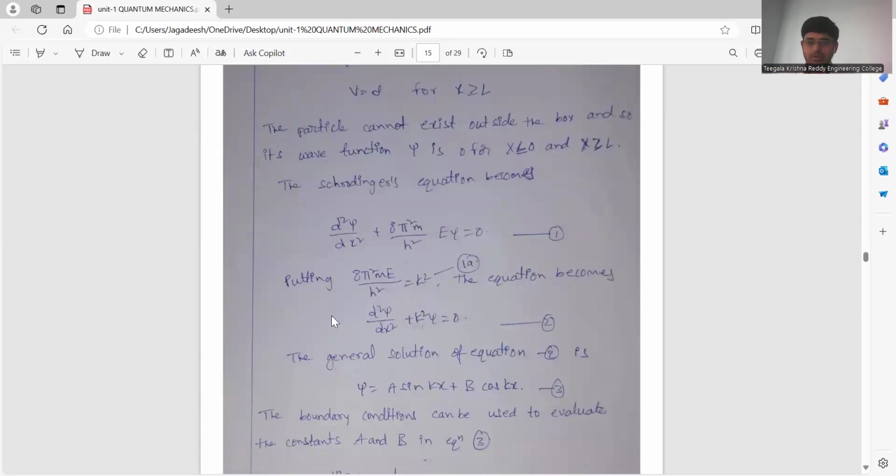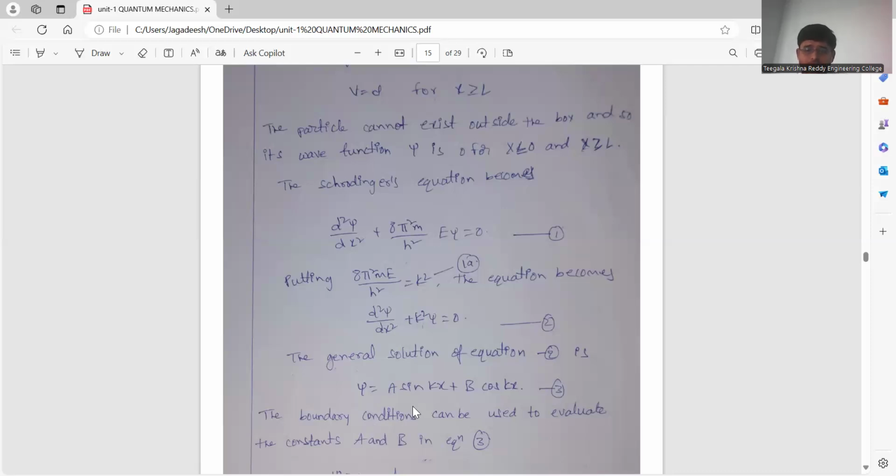Here we put 8π²mE/h² equal to k². Simply, this part we consider as k², and the equation becomes d²ψ/dx² + k²ψ = 0. Simply here we substitute the k².